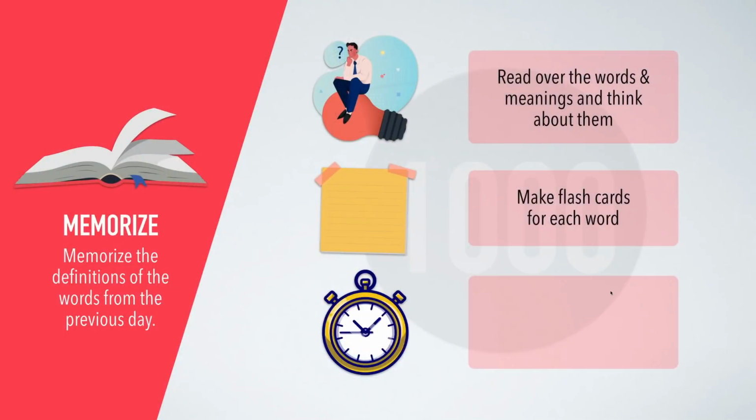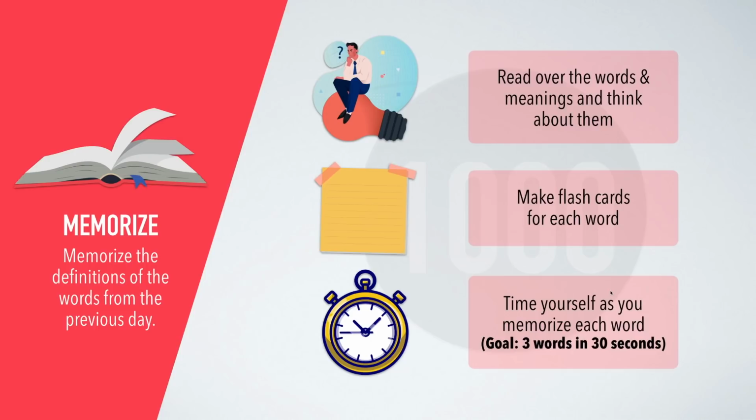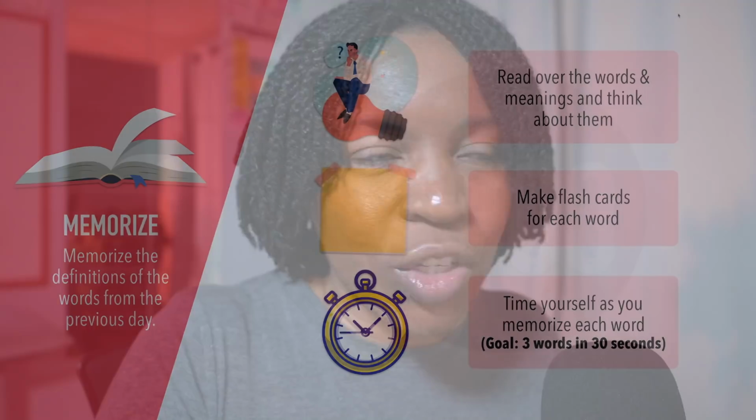Then you're going to time yourself as you memorize each word. Your goal is to learn 3 words in 3 seconds. So you'll test yourself. Hey, do I know the meaning of this word? And you give yourself 30 seconds to practice using the flashcards that you made.